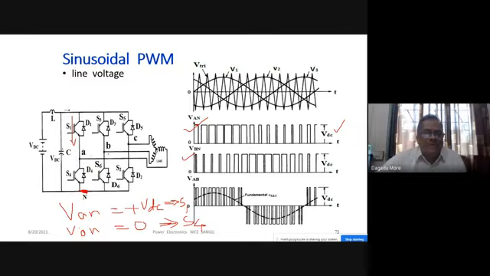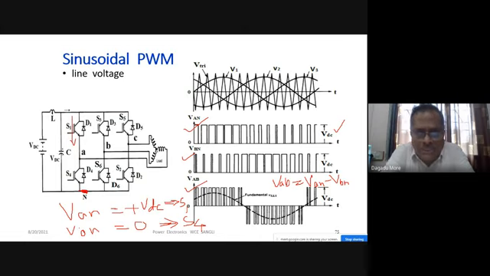Now how do we get VAB? Here VAB is VAN minus VBN. So VAB will be equal to VAN minus VBN. You just invert VBN and take the difference, and this will be our output voltage waveform. So the third is our PWM output voltage, a line voltage waveform.